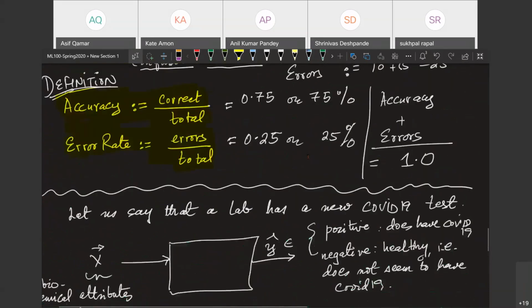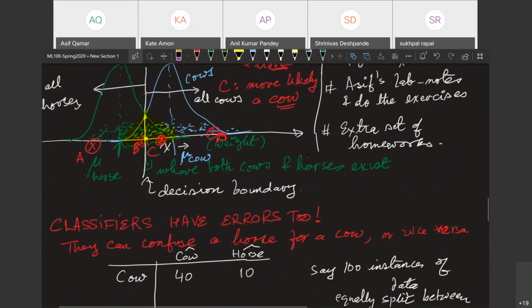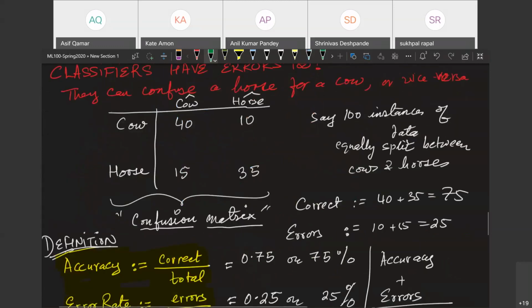So for example, if we go back to our cows and horses, you realize that this green region is the region of mostly true horses, let's say that the horses are positive. This green region and this blue region are regions of true horses and true cows being identified as cows. The in-between region, the one highlighted in yellow, is where we're likely to make mistakes. That is the region of most error for us, because these two bell curves overlap. Now, what if they overlap even more?